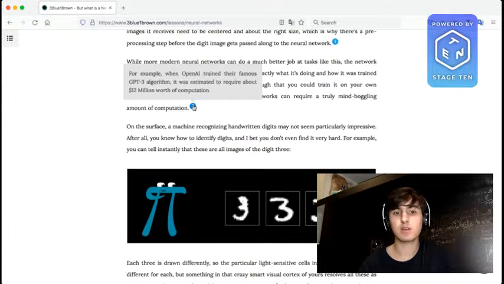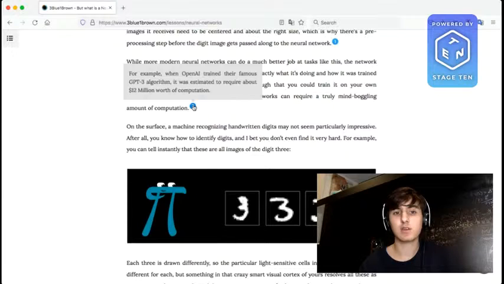Okay, so on the surface, a machine recognizing handwritten digits may not seem particularly impressive. After all, you know how to identify digits, and I bet you don't even find it very hard. For example, you can tell instantly that these are all images of the digit 3. Yeah, those look like 3s to me.